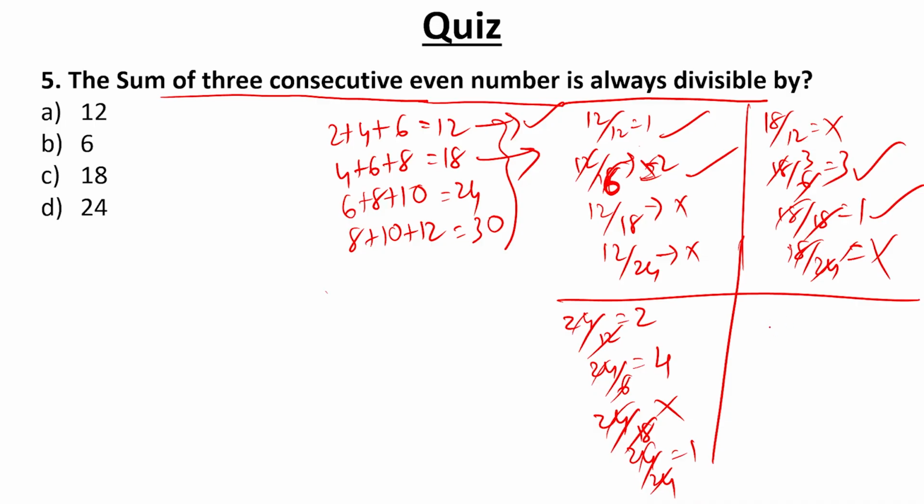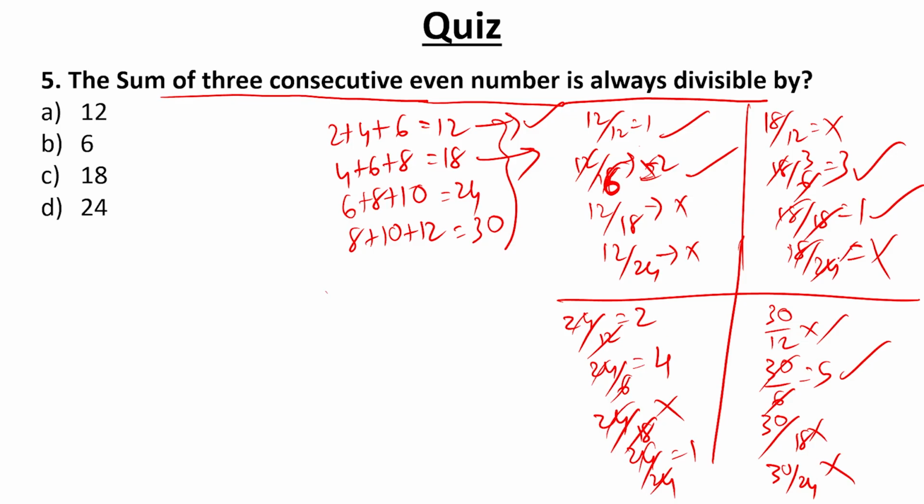And moving on to 30, 30 divisible by 12, not possible. And 30 divided by 6, 6 fives are 30, possible. 30 divisible by 18, not possible. 30 divided by 24, not possible.